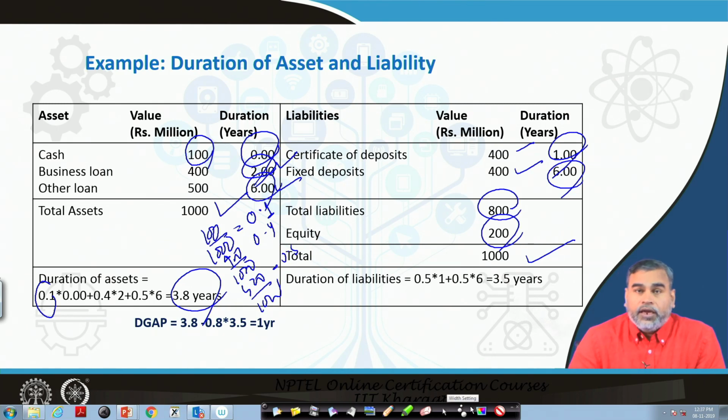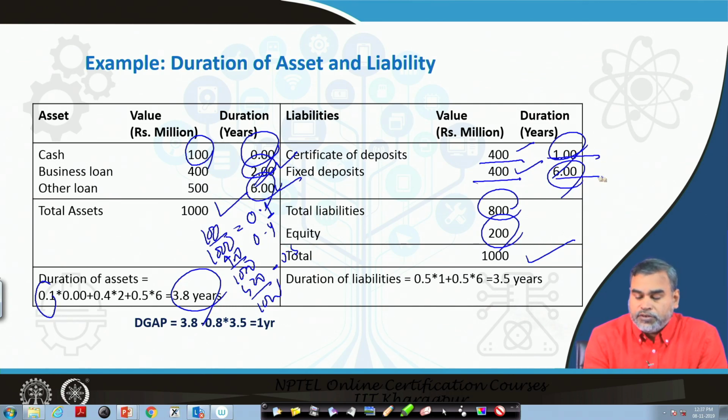In the same way, we are calculating the liability side. In the liability side, for the certificate of deposits, we have 400 and duration is 1. For fixed deposit 400, duration is 6. Then total liabilities in terms of certificate of deposits and the fixed deposit is 800. Then obviously this is effectively 50%, 50% because we have not considered the equity.